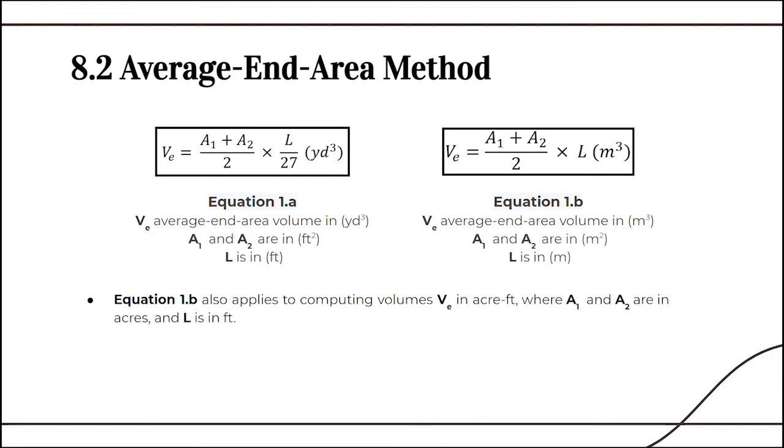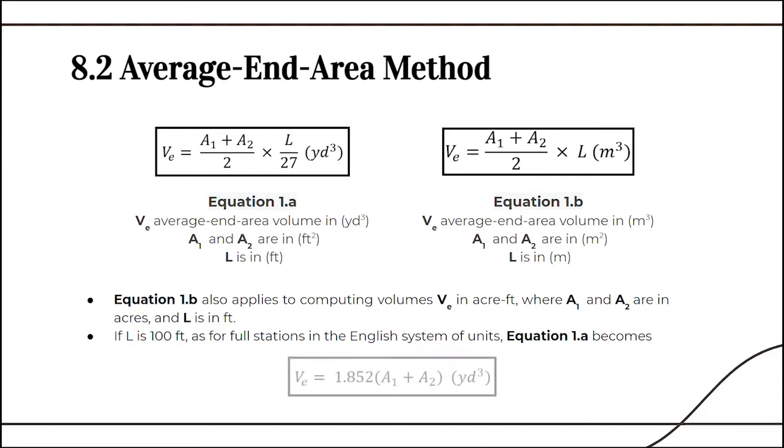Equation 1.b also applies to computing volumes VE in acre-feet, where A1 and A2 are in acres and L is in feet. Furthermore, if L is 100 feet as for full stations in the English system of units, equation 1.a becomes VE is equal to 1.852 multiplied by the sum of A1 and A2.